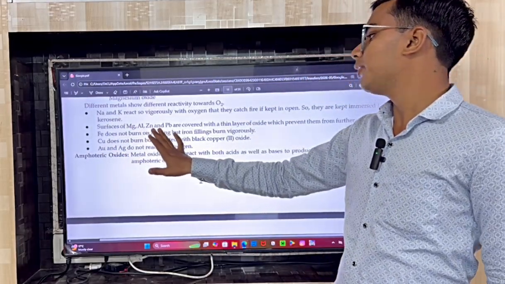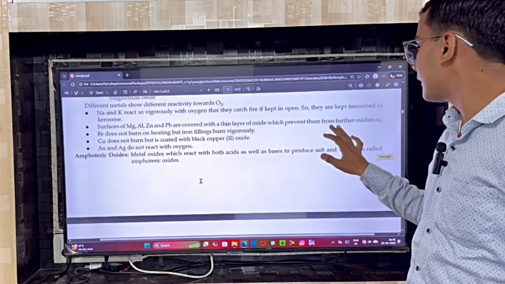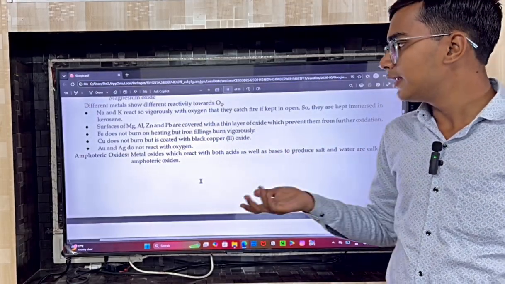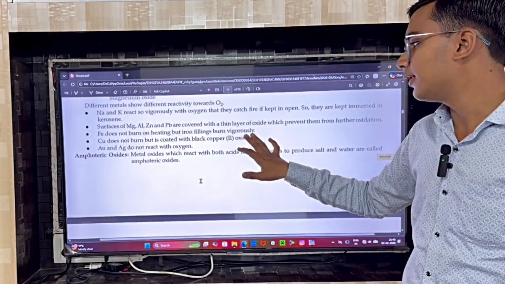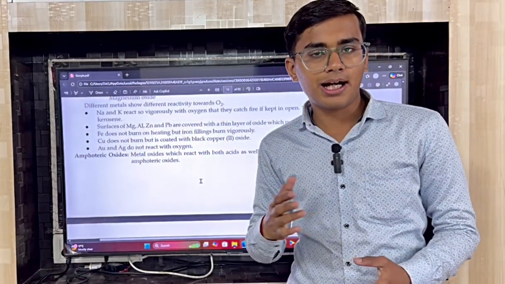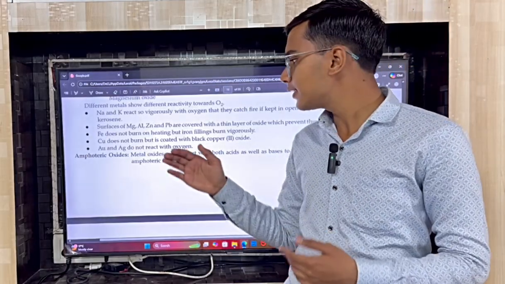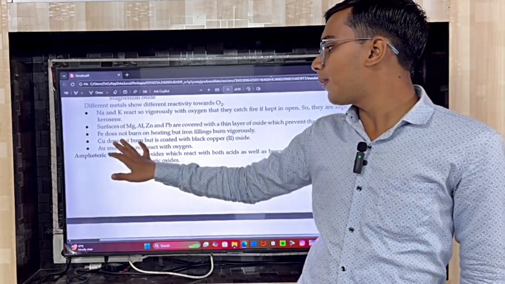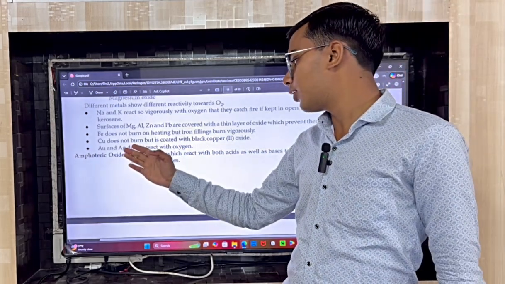The surfaces of magnesium, aluminium, zinc and lead are covered with a thin layer of oxide which prevents them from further oxidation. Iron does not burn on heating, but iron filings burn. Copper does not burn; it is coated with black copper oxide.